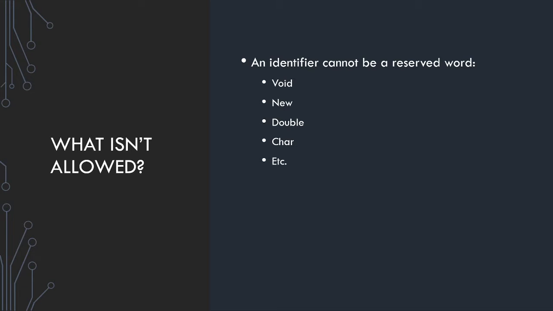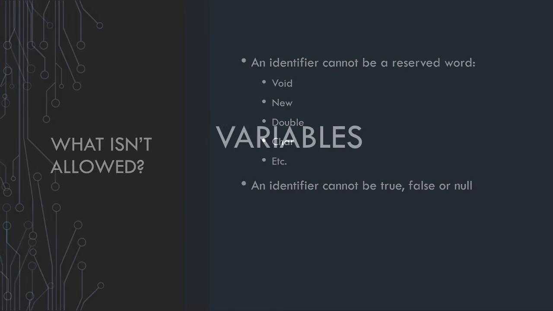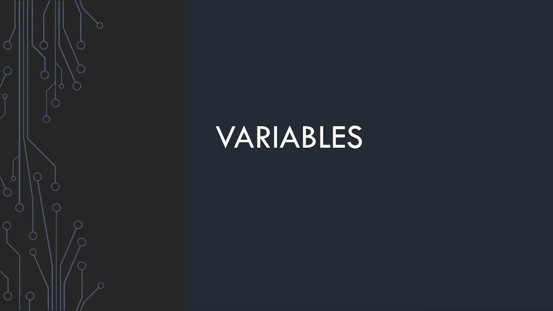If you're working in an IDE that colorizes everything, usually your reserved words are of the same color, so you can determine that. I'll show you once we go over to the code. And also, an identifier cannot be true, false, or null, meaning that the name of it cannot be true, false, or null.